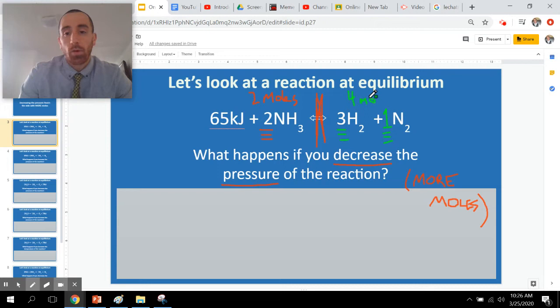Okay, 4 moles. I'm just going to write it like MOL. All right. So I got 2 moles on the left and I got 4 moles on the right. We just used the rule. A decrease in pressure will favor the side with more moles.